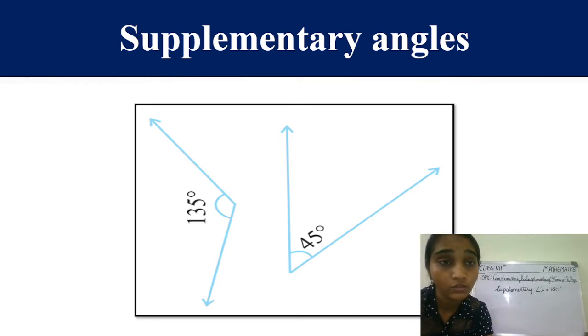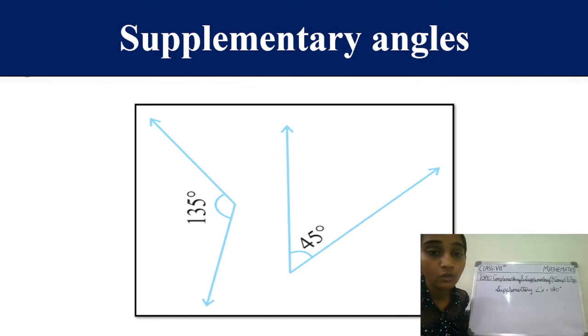Yes, very good. So you must be saying that to check whether these two angles are supplementary angles or not, what we have to do? We have to see that after adding these two angles, like 135 plus 45, are we getting 180 degree or not? We have to check that only. Very good students. So let's proceed.